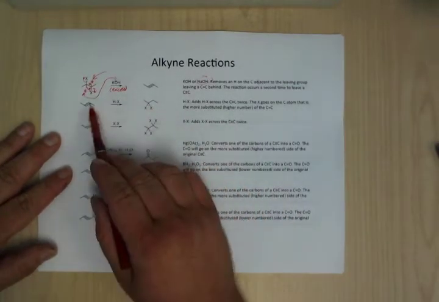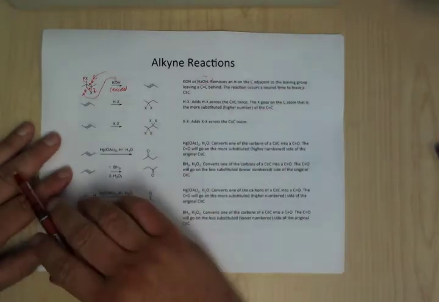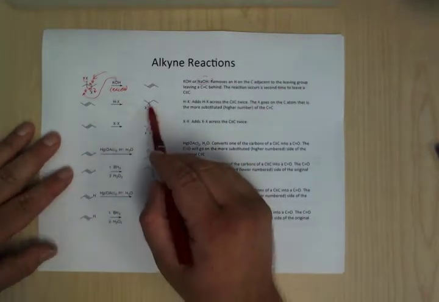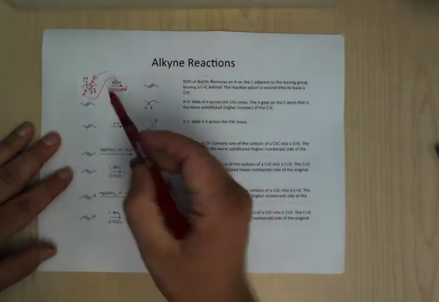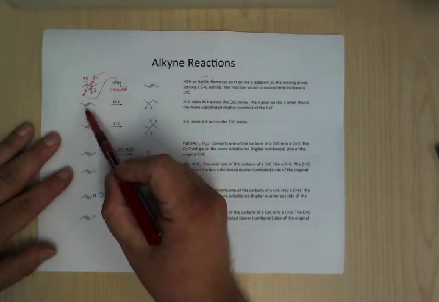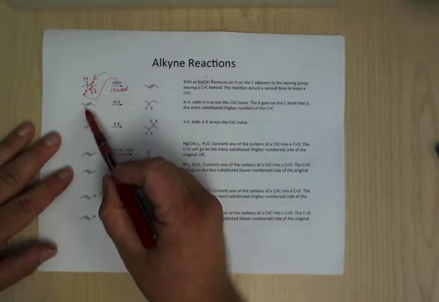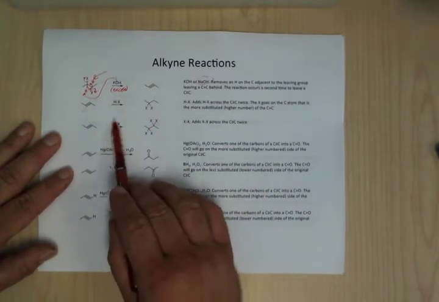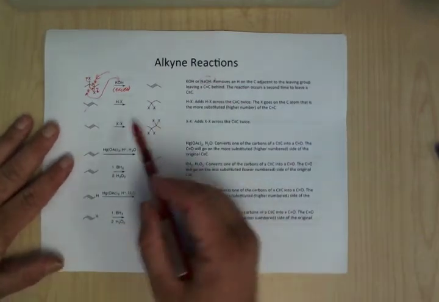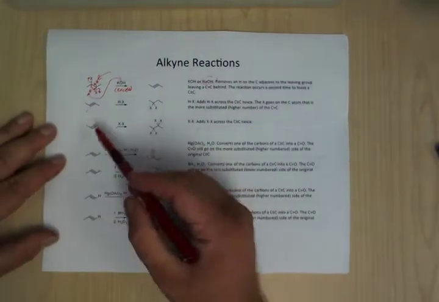The H is going to go on the higher number side, and then tertiary is going to go lower number, stuff like that. But the halides end up going on the same carbon. So it's not like H and bromine here; both bromines would go on the same carbon. With HX, again, you're going to need excess for this. Here, you're just doing it twice.